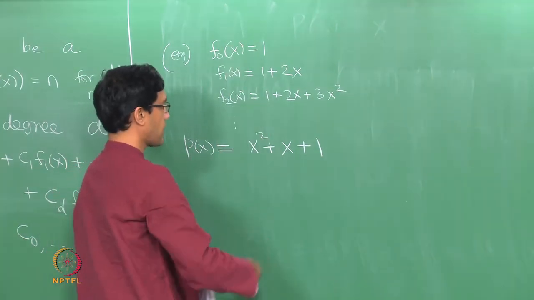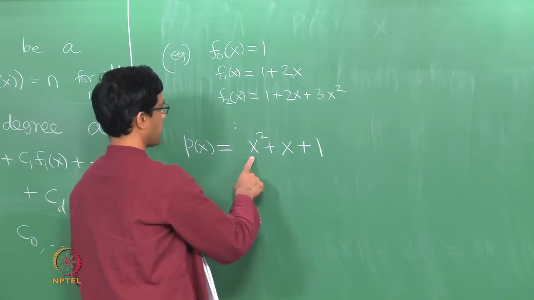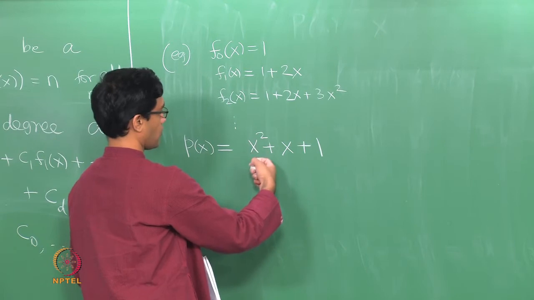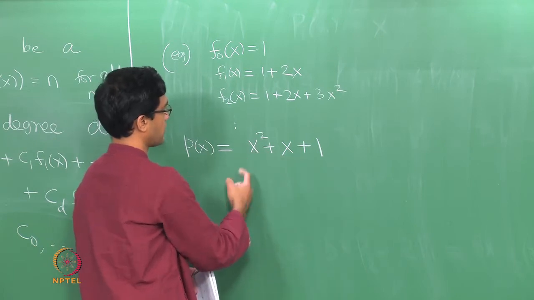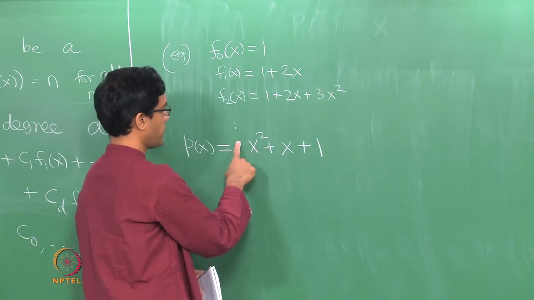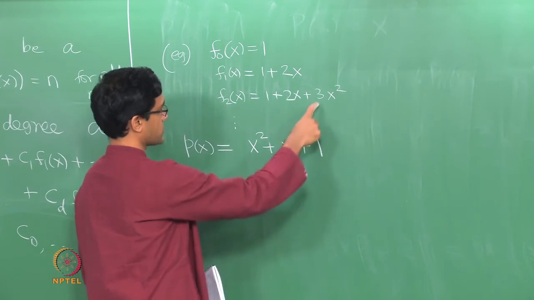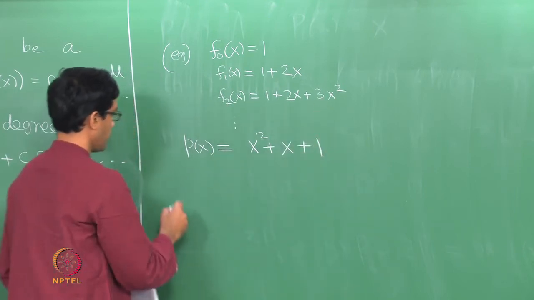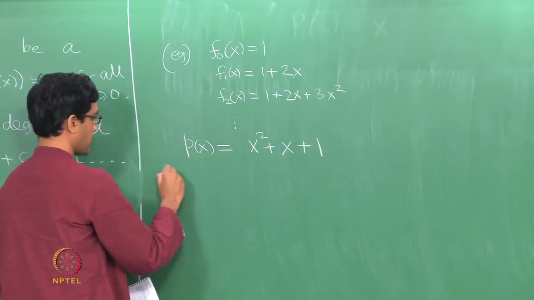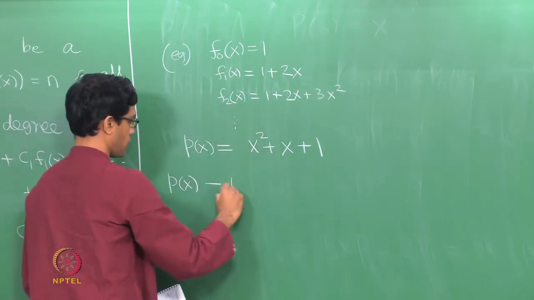There is a very simple algorithm which tells you how to do this. So here is the idea. We try and match coefficient by coefficient starting from the largest. p of x has coefficient of x squared equal to 1, whereas f2 of x, the degree 2 guy, has coefficient 3. So here is what we will do. From p of x, let us subtract out 1/3 of f2.